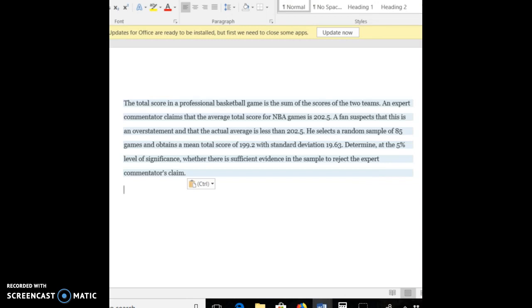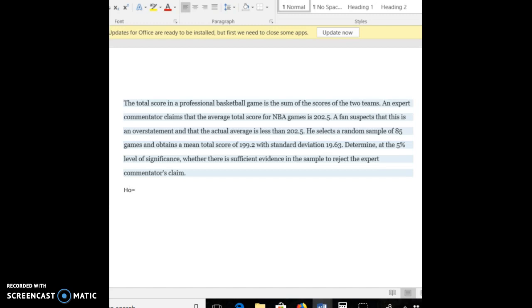He selects a random sample of 85 games and obtains a mean total score of 199.2 with standard deviation 19.63. We want to determine at the 5% level of significance whether there is sufficient evidence in the sample to reject the expert commentator's claim. All right, so let's start by making our null hypothesis. And I'm just going to call it H0 rather than H sub 0 just because it's easier to type in.